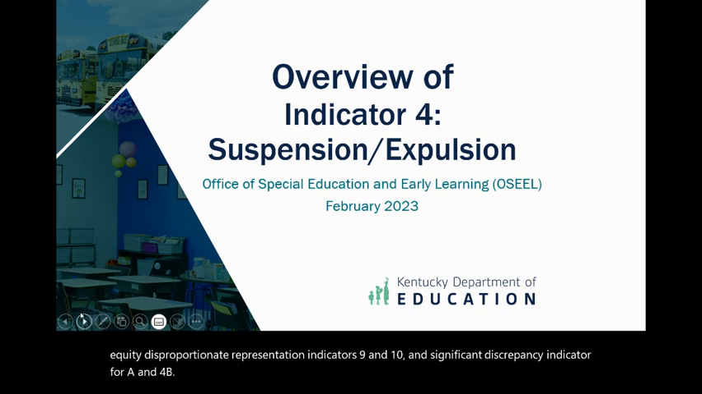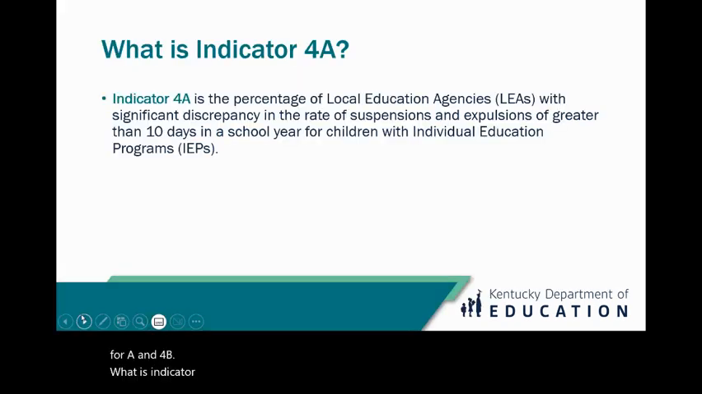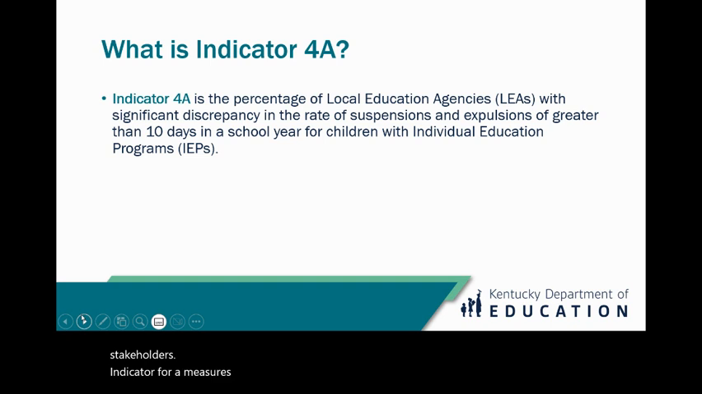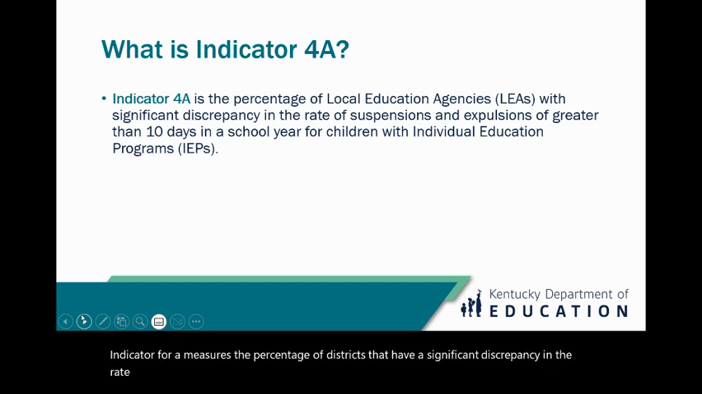What is indicator 4A? Indicator 4A is a results indicator that measures the rate of suspensions and expulsions. Result indicators have targets set by each state with input from their stakeholders. Indicator 4A measures the percentage of districts that have a significant discrepancy in the rate of suspension and expulsions greater than 10 days in a school year for children with IEPs.